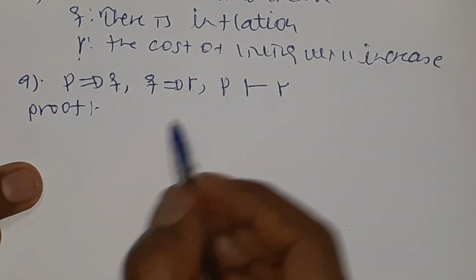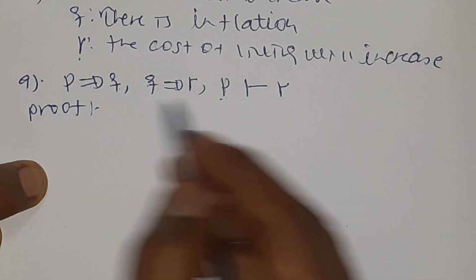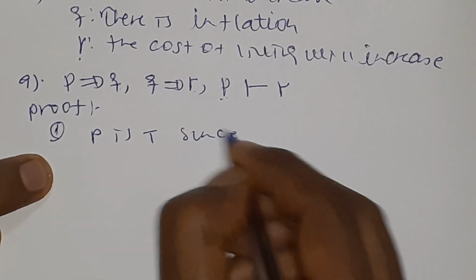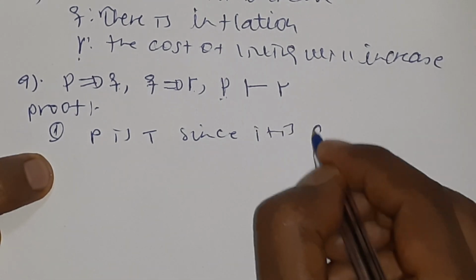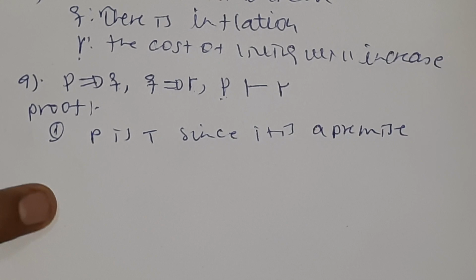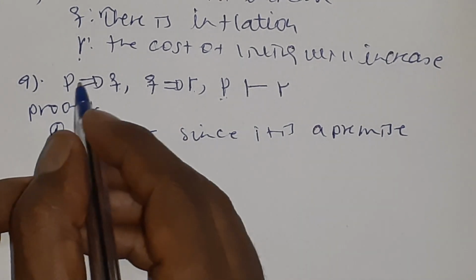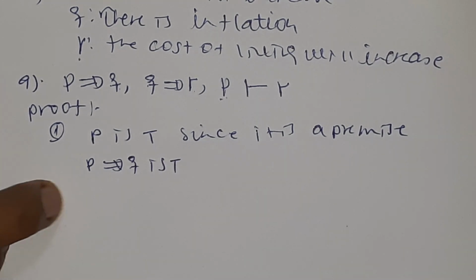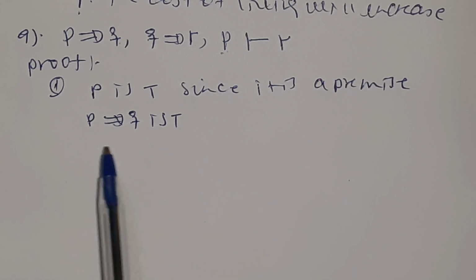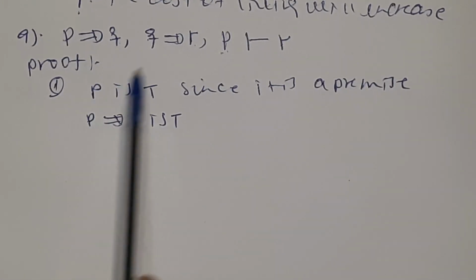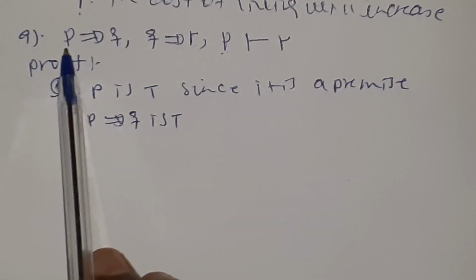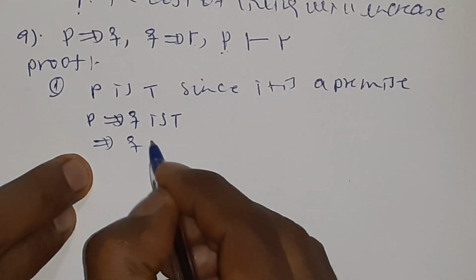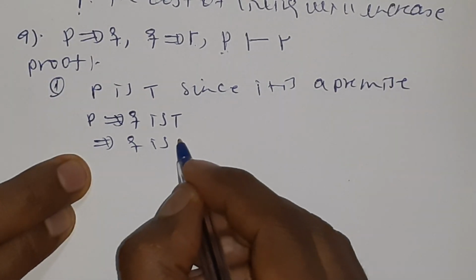So the proof will be, let us start from this one. We know that in the first case, P is true, since it is a premise. Then from the first premise, P implies Q is true. But in order to determine the truth value of Q here, P is already true, so for this logical implication to be true, Q must be true. The only possibility for the truth value of Q is true.